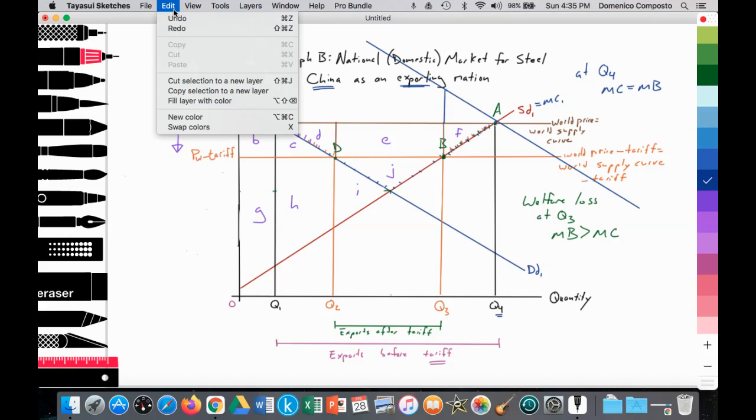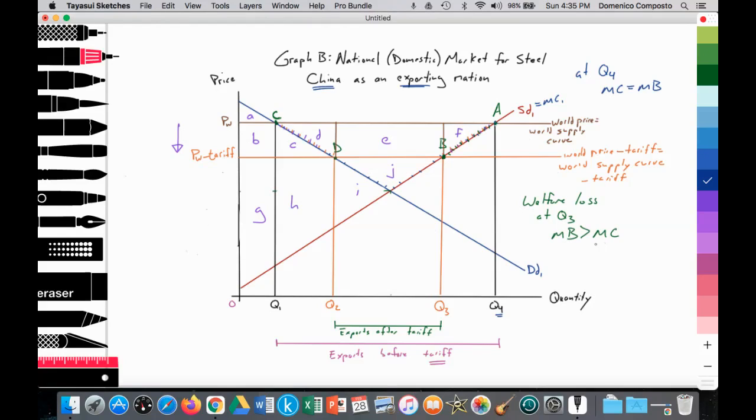So we can highlight that at Q3, the marginal benefit is greater than the marginal cost, which means that there's an under allocation of resources to the production and consumption of steel. Thus, it is globally allocatively inefficient. Right? Chinese firms should be producing more, but they're not. And we have inefficient US firms producing more, and they shouldn't be. So area F is a welfare loss due to the lost production by an efficient steel producing firm.